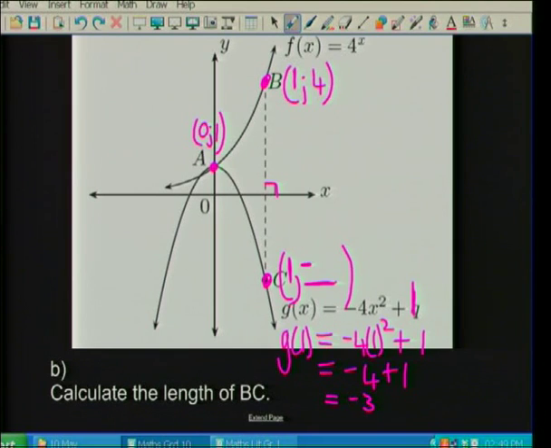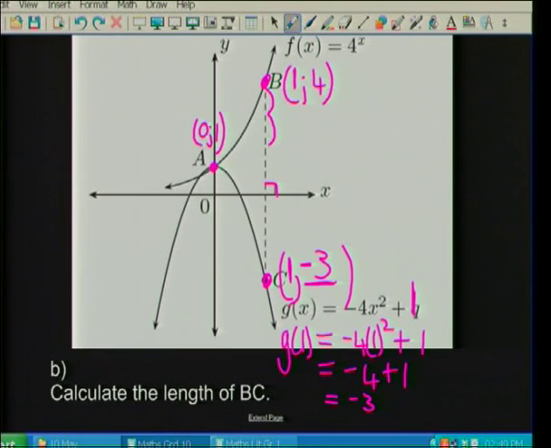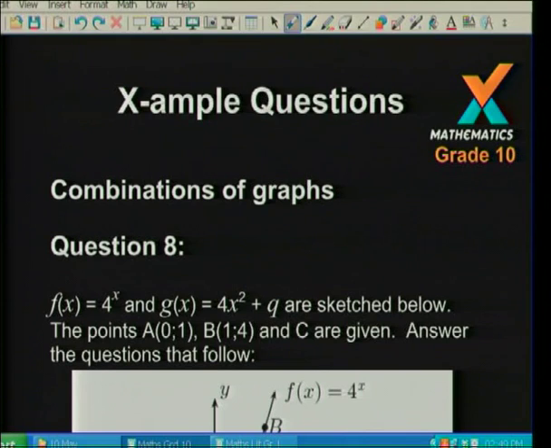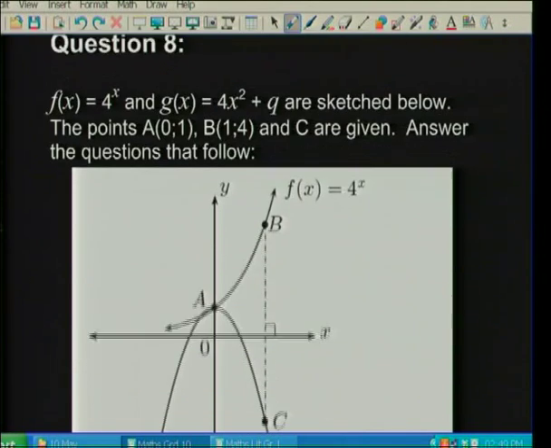So therefore, if the y value at B is 4 and the y value at C is minus 3, it means that there is a 7-unit difference. Look, 1, 2, 3, 4, and 1, 2, 3. So that is 7 units. Right, lovely question. Let's move on to the next one.